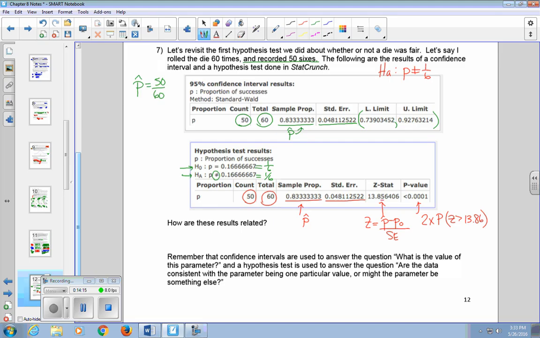And so how are these results related? We'll note up here that the confidence interval does not contain P equal to 1/6. And if you look at the hypothesis test results, you find that this p-value is so small that we would probably reject the null hypothesis. That means we would have enough evidence to support the alternative hypothesis that P was not 1/6. So our confidence interval is saying that a proportion P equal to 1/6 is not a plausible value, and our hypothesis test is saying we should conclude that it's not 1/6.